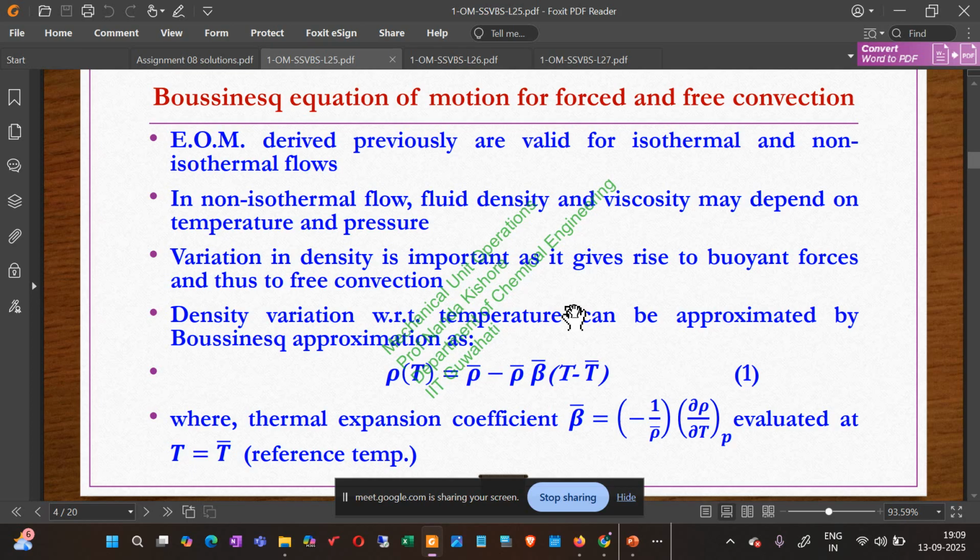Most of the time, whenever you see in fluid mechanics and in advanced fluid mechanics, where you learn about hydrodynamic instabilities.